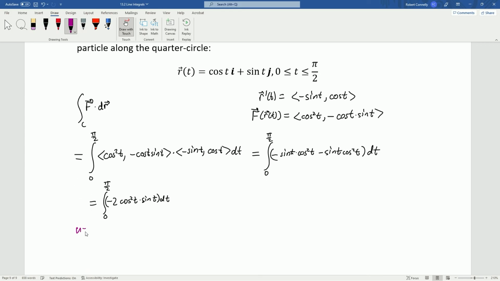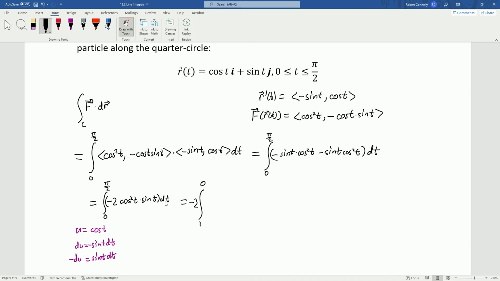So now we'll need to do a little u substitution. u equals cosine of t, so du equals negative sine of t dt, so negative du equals sine of t dt. Now I need to change my bounds. So when t is 0, cosine of 0 is 1. And when t is pi over 2, cosine of pi over 2 is 0.